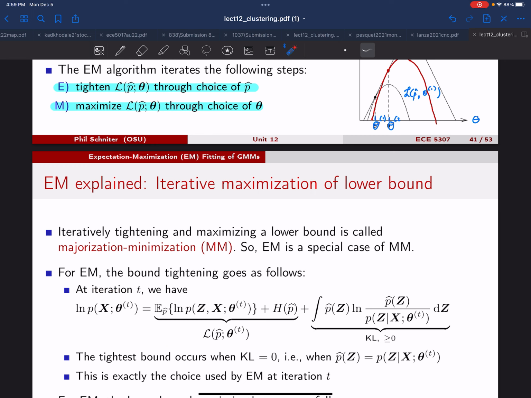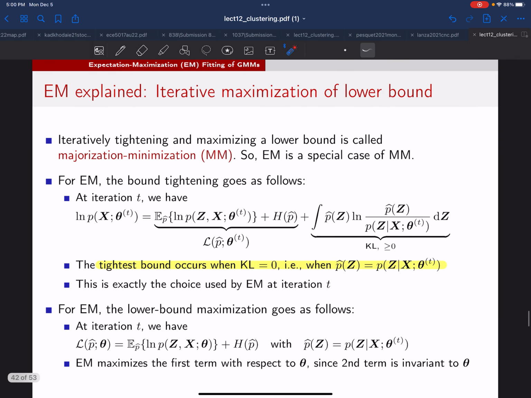So how do we do that? Well, notice that if I can make what's inside the log here equal to 1, then log of 1 is 0, and then that 0 would turn this whole integral into 0. So in other words, all we have to do for the E step is to set our p hat function equal to this. And so this explains why the EM algorithm uses this particular function in place of p hat.